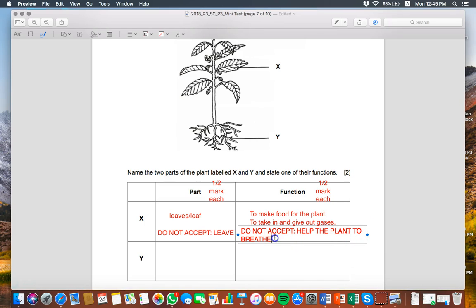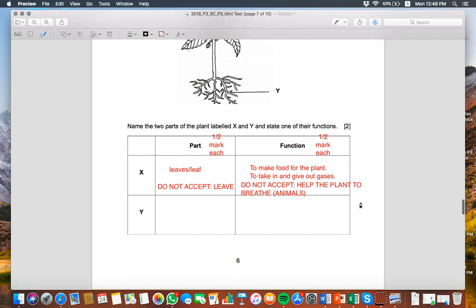Because breathing is for animals. Okay? We are talking about plants here. So we talk about plants, we said to take in and give out gases. Understand? We mentioned this before. So copy down everything. Copy down everything.